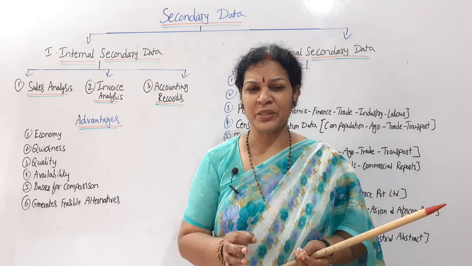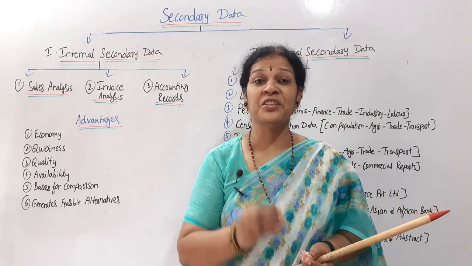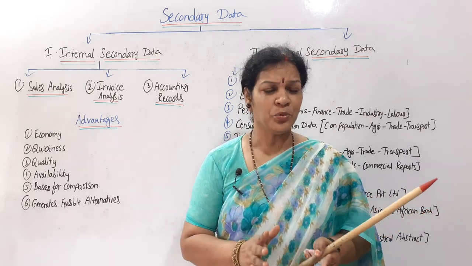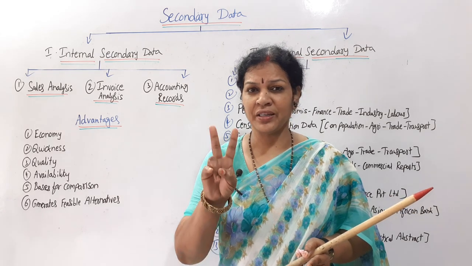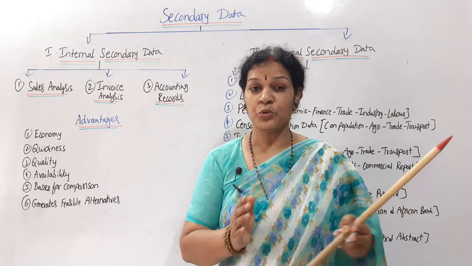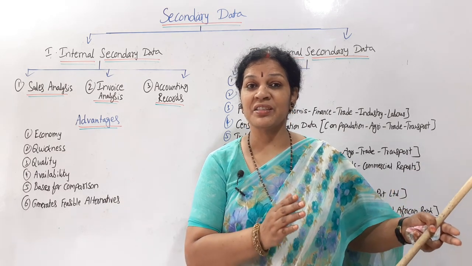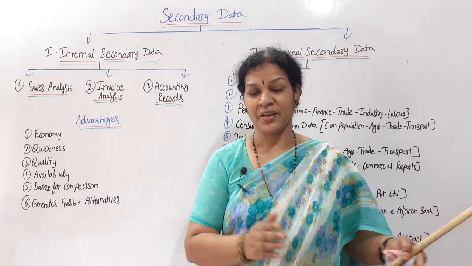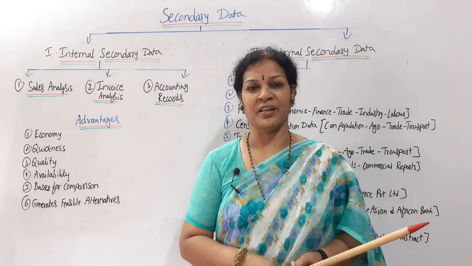So in research methodology, we are discussing collection of data. As I told you in the last class, collection of data is of two types, primary data and secondary data. Regarding primary data, we have discussed in depth in the last class. Now we'll see secondary data today.